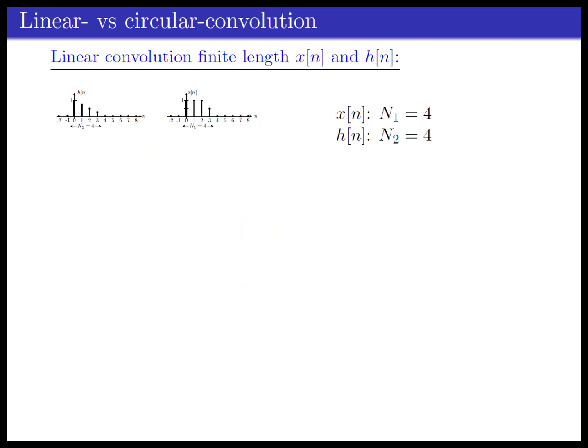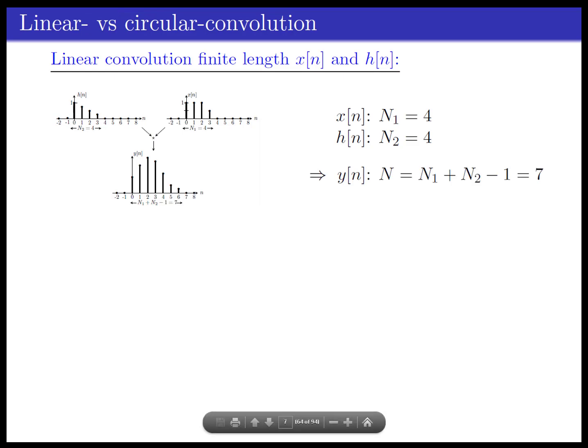For practical reasons, it's important to understand the difference between a usual or linear convolution and a circular convolution. For example, let's assume we are interested in the evaluation of the linear convolution result between signal x[n] of length N1 with impulse response h[n] of length N2. In this example, N1 is 4 and N2 is 4.